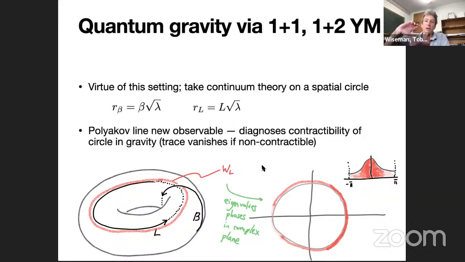And of course, now we can look both at the holonomy of the gauge field around the time circle to diagnose whether that's contractible, which from a Euclidean point of view means there's a horizon, and also whether the space circle is contractible by looking at its holonomy. And that diagnoses whether the space circle is contractible in the bulk, which tells you something about the topology of the solution.